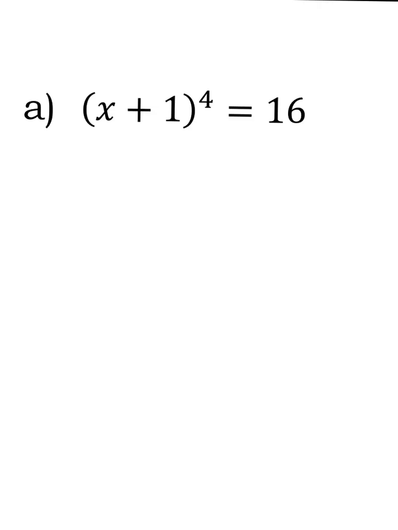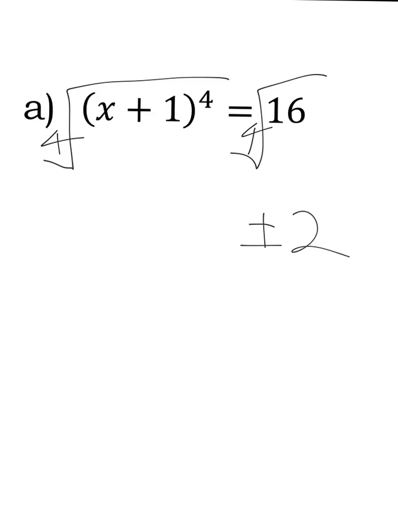It's raised to the fourth power, so how do you get rid of the fourth power? Take the fourth root. And remember, anytime you take an even root, you get a plus or minus answer. So the fourth root of 16 is plus or minus 2. And then it just leaves behind the x plus 1 on the other side.